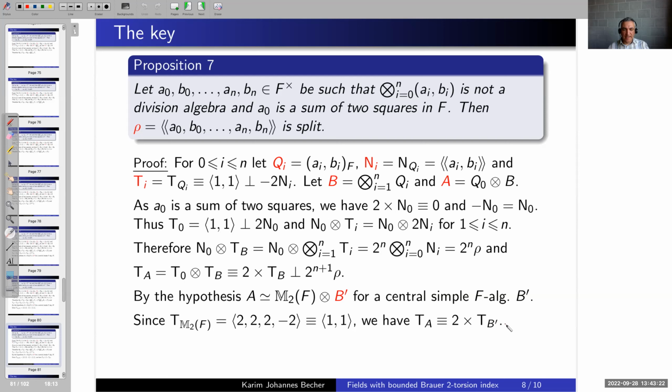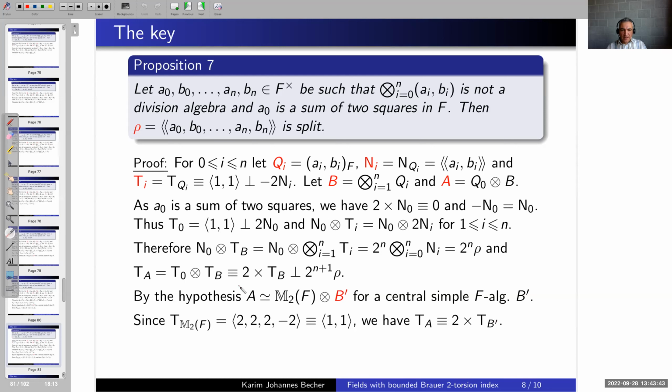Good. And now we have it. We have to combine this information. We have computed the trace form of A in 2 different ways. We have 2 times TB prime. On the other hand, we have 2 times TB, and then orthogonal sum with a scaled version of rho.